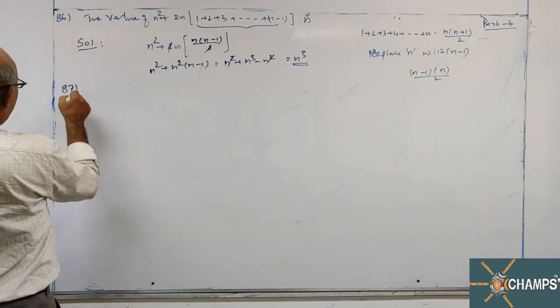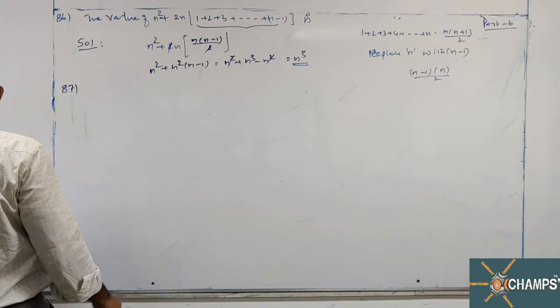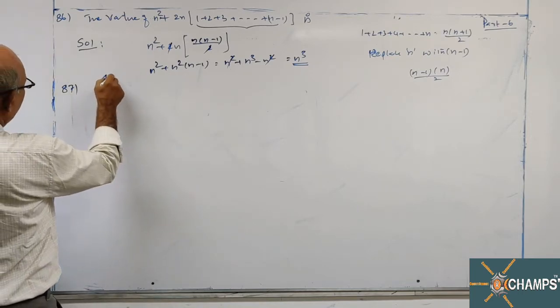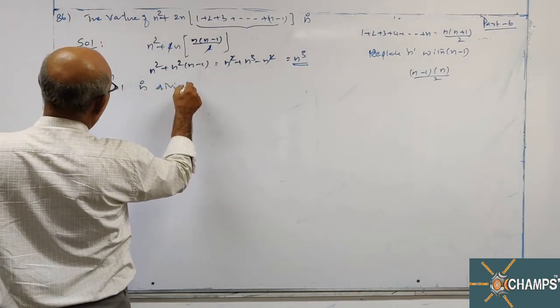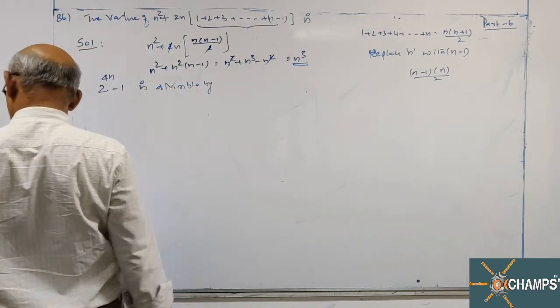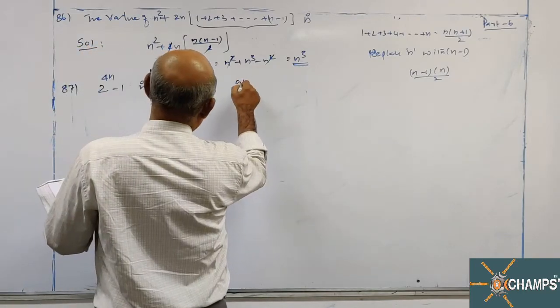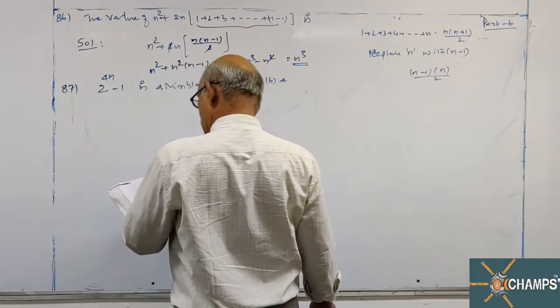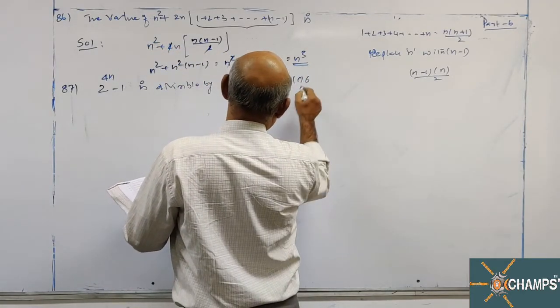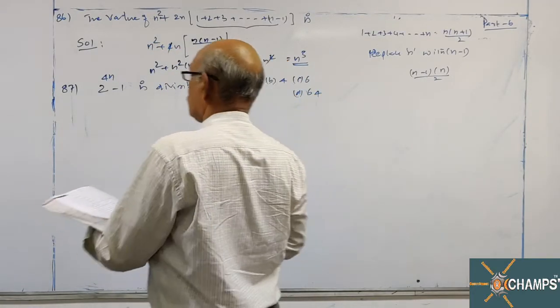Look at question number 87. 2 to the power 4n minus 1 is divisible by option A 15, option B 4, option C 6, option D 64.